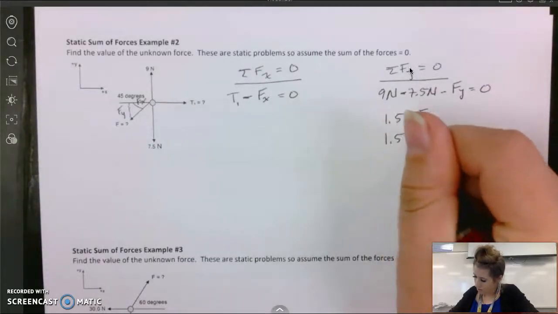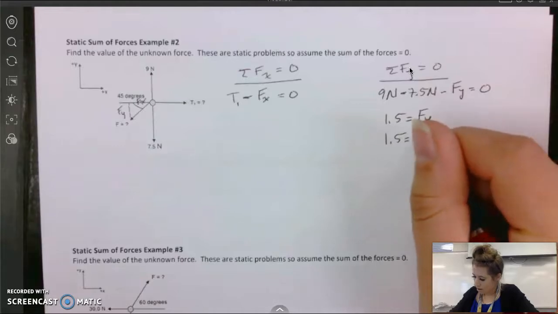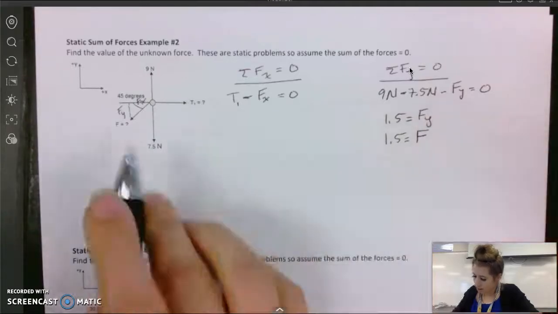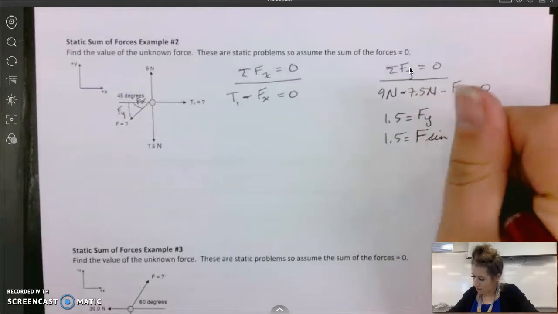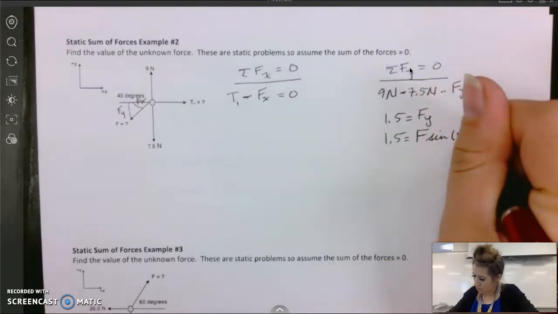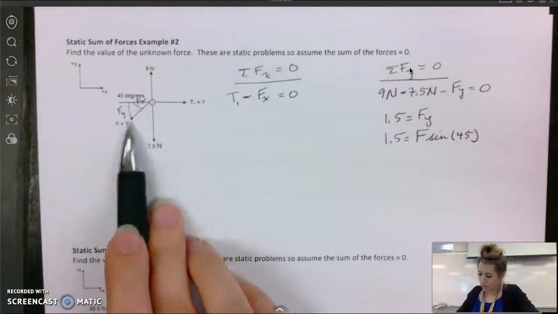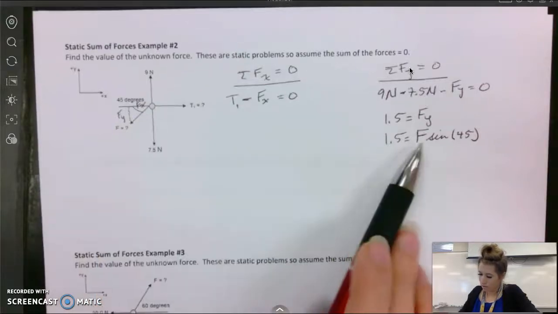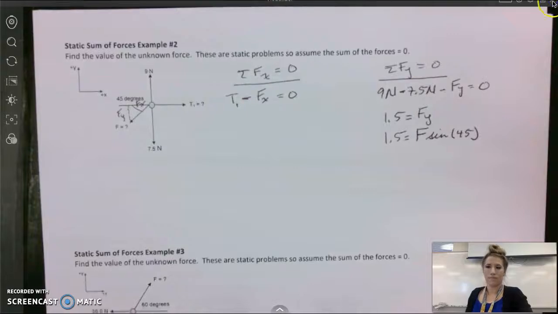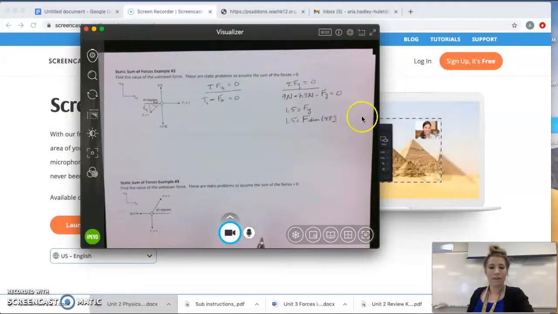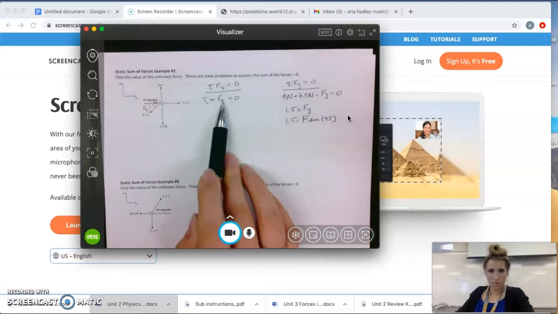And so we can lay that out a little bit more. We can say 1.5 is equal to the force in the y direction, but that was the hypotenuse, right? And y is across, so that would be sine 45, right? If I'm solving for that force of y, it's the hypotenuse, which I don't know, times the sine of 45. Okay, so when we come back next time, we're going to figure out what this force is, and then we'll use it to help us over there.